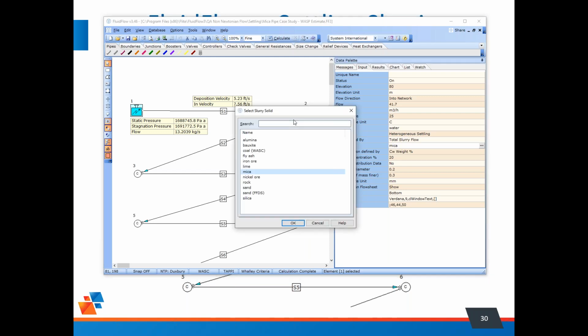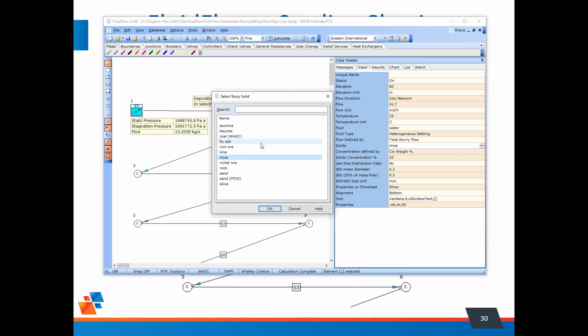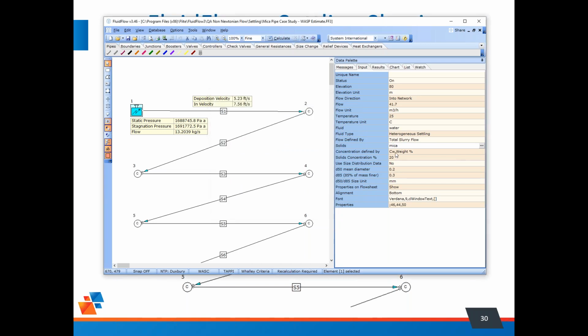Then we go and select the solids database. From the solids database, we select the actual solid. I'll come back to look at the definition in just a second. Concentration is defined by either volume or weight, CV or CW, and solids concentration percentage, let's say 20%. Use size distribution data: no, in which case we use D50 or D85, depending on the type of correlation that we're using here. And here are the units as well.